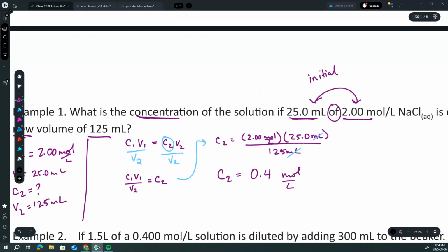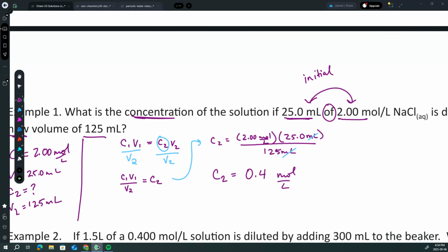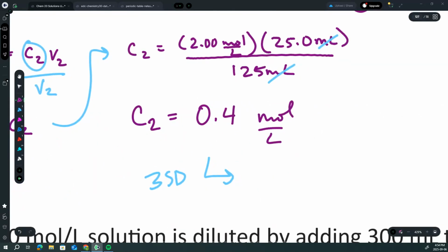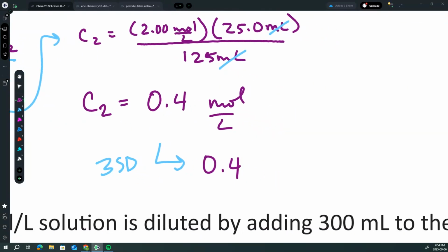Now, looking at my given numbers, all of the numbers given to me in the question are in 3 significant digits. So we have to change this so it has 3 sig digs, but keep the same value. And how we're going to do that is just by adding zeros after the 4. Okay, so now this has 1, 2, 3 sig digs. Remember, leading zeros do not count as significant digits. So, moles per liter.